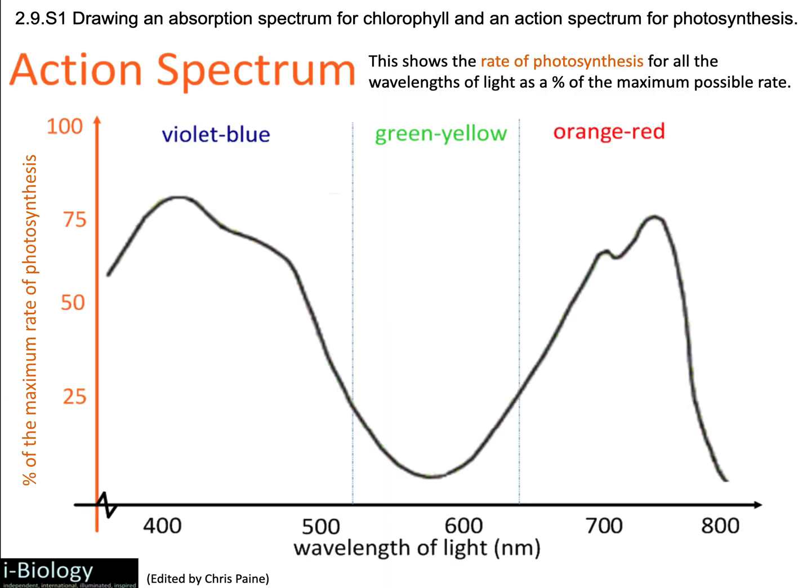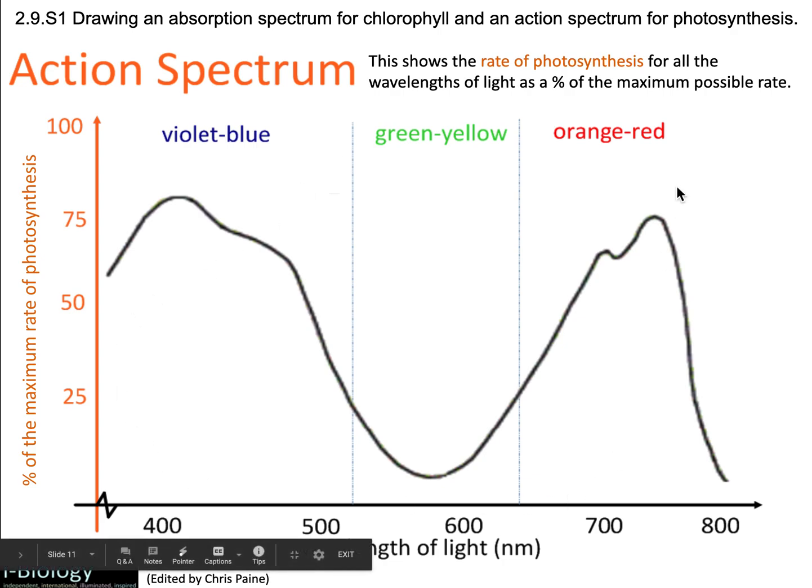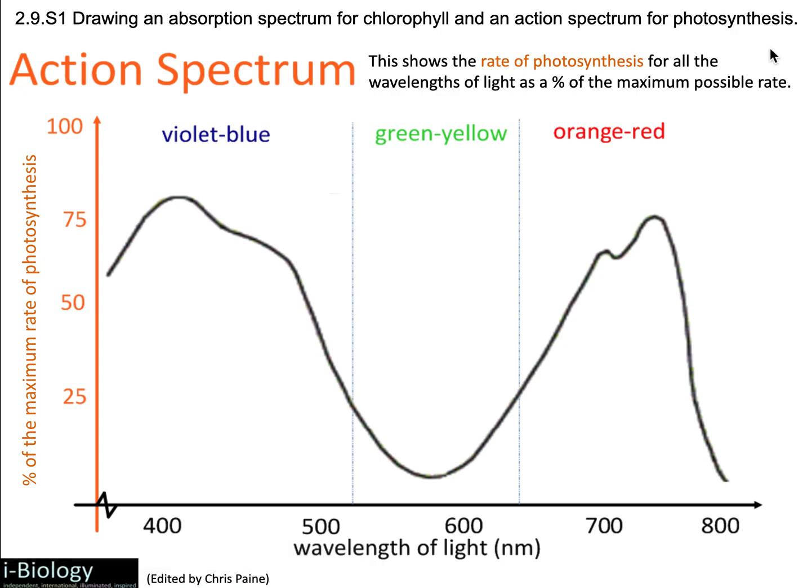Okay, so one of the skills I told you would have to be able to do is drawing an absorption spectrum and an action spectrum. Remember, an absorption spectrum has to do with chlorophyll. It shows you each pigment individually and how much is absorbed at each wavelength, where in this case, this picture is showing you an action spectrum for photosynthesis.